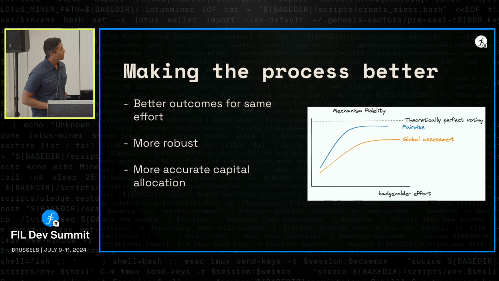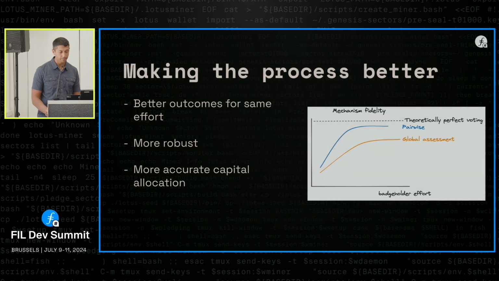RetroPGF 1 used a method that we can label as global assessment. And we wanted to see whether, well, there are many other voting mechanisms in the literature. Another one is a pairwise mechanism, and I'll explain the pairwise mechanism in a second. But the hypothesis is that we can be more efficient with badge holders' time with a pairwise mechanism. So we wanted to explore that a little bit.